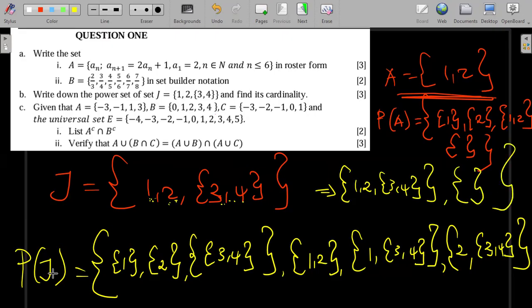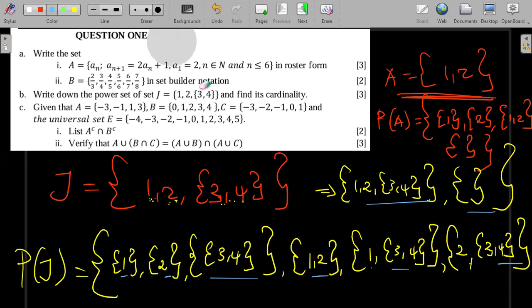Okay, so the power set of set J will contain this 1 alone, 2 alone, this set alone, 1 and 2, 1 and this set, 2 and this set, the set itself, and the empty set. That will be the full power set of set J. Okay, and then the other one was find its cardinality.